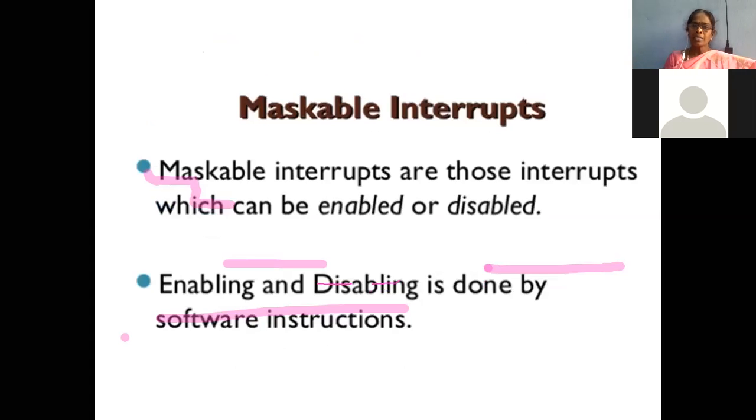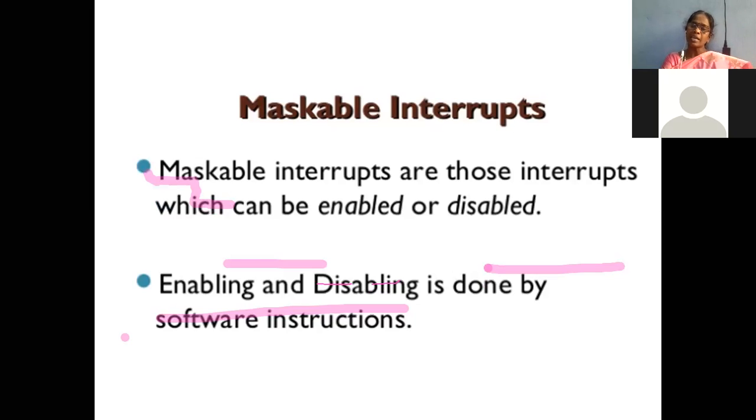Maskable interrupts are those interrupts which can be enabled or disabled. The programmer can enable a particular interrupt, and the programmer can disable a particular interrupt. And there is a non-maskable interrupt, which cannot be enabled or disabled by the user. TRAP is a non-maskable interrupt. But the remaining four, RST 7.5, 6.5, 5.5, and INTR, are maskable interrupts. They can be enabled or disabled by the programmer.